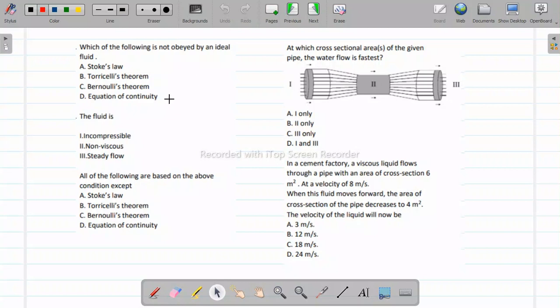Like Stokes law, apart from that, all the applications we will discuss in this topic are based on the assumption that we consider an ideal fluid. So in this case, option A, that is the Stokes law, needs to be the correct option.